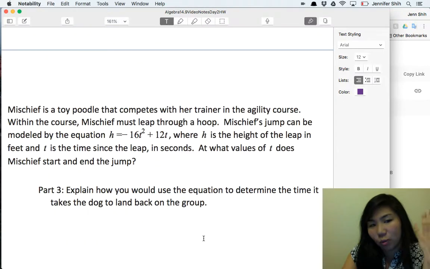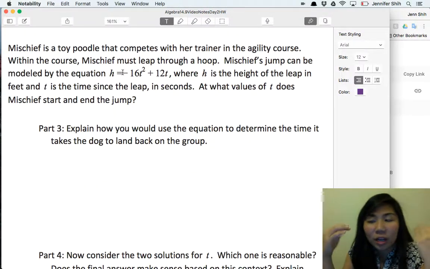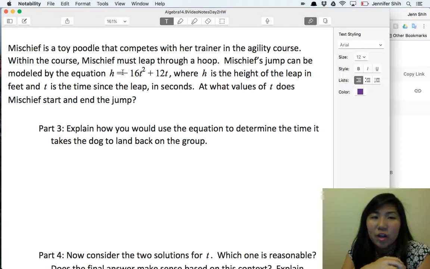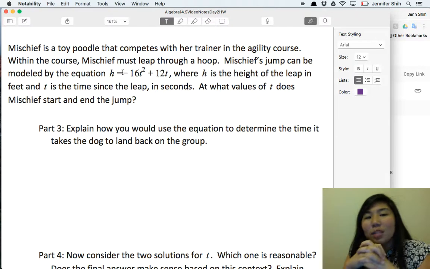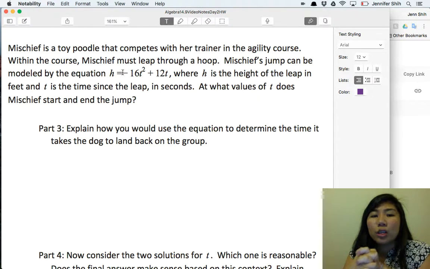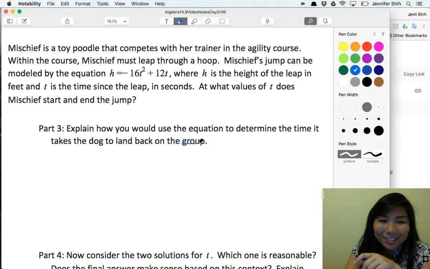Part 3. There's 4 parts in this. Okay, I recopied the problem down here in case you had to pause and catch up. It's the same problem. I just copied it down. There's only 2 more parts. Part 3, explain how you would use the equation to determine the time it takes a dog to land back on the ground. So I'm gonna change that. It should say ground.